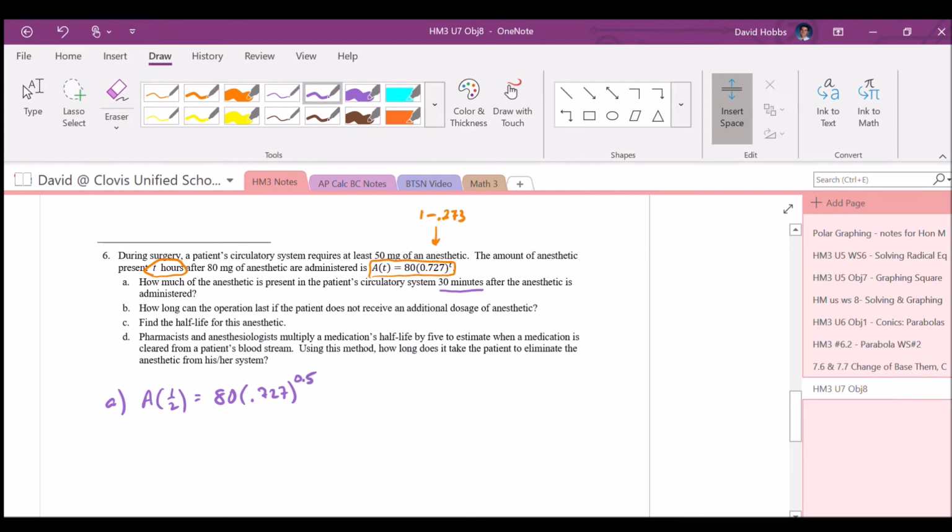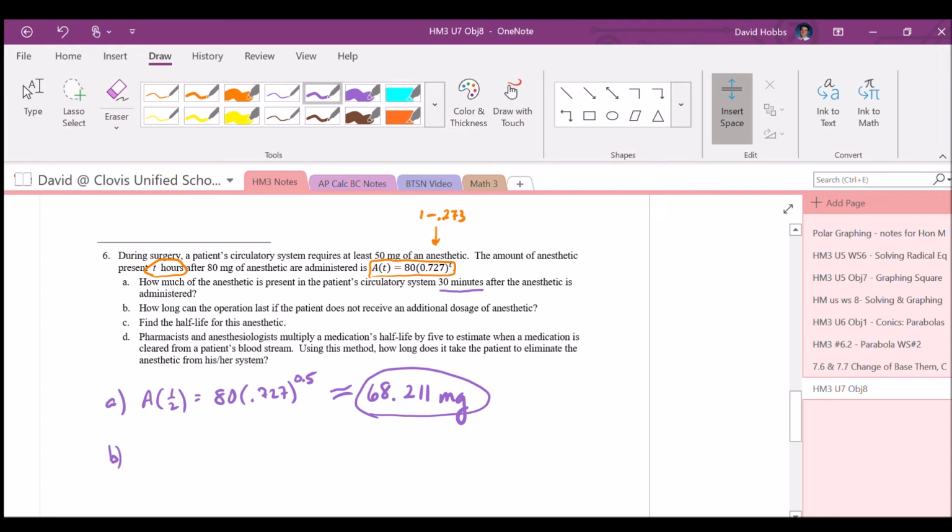Okay, so plugging that in the calculator then, 0.727 to the 0.5 times 80, and after 30 minutes, you still have approximately 68.211 milligrams of the anesthetic still in your body, which means that it's still safe to operate, and so that's good. How long can the operation last if the patient does not receive an additional dosage of the anesthetic? Well, they can keep on operating until they get to 50 without adding some more somehow.